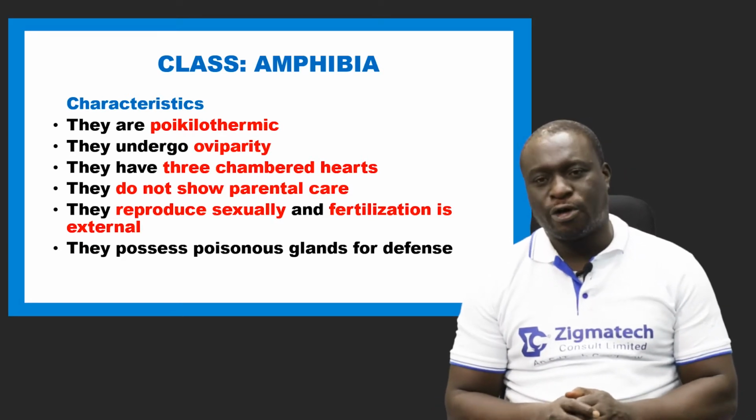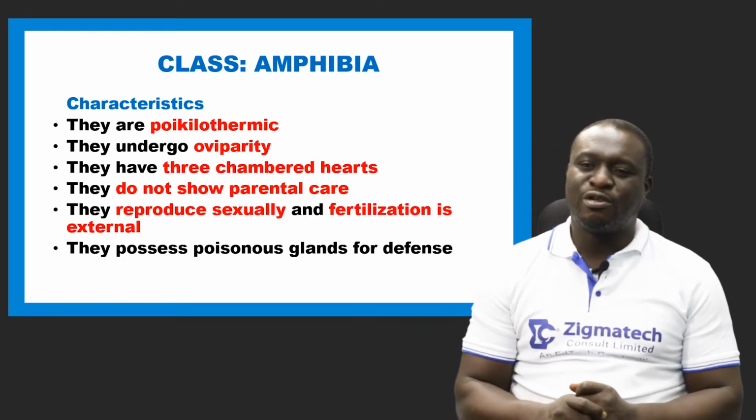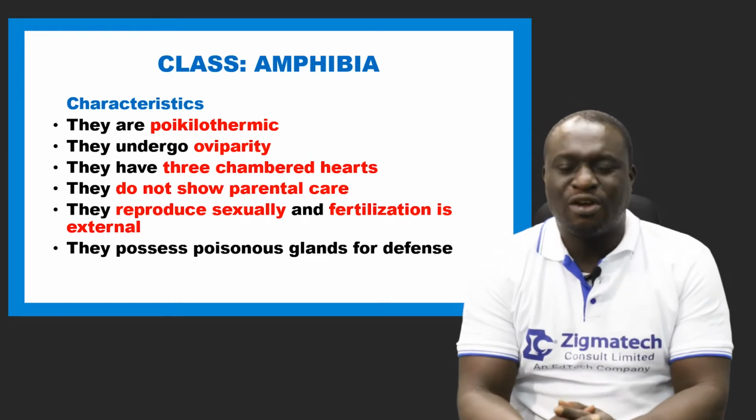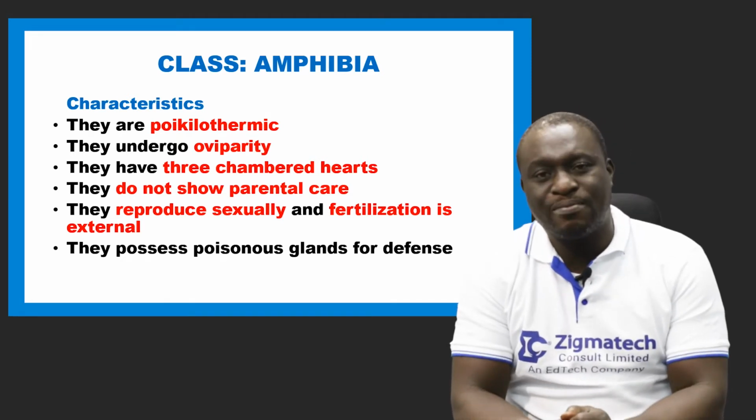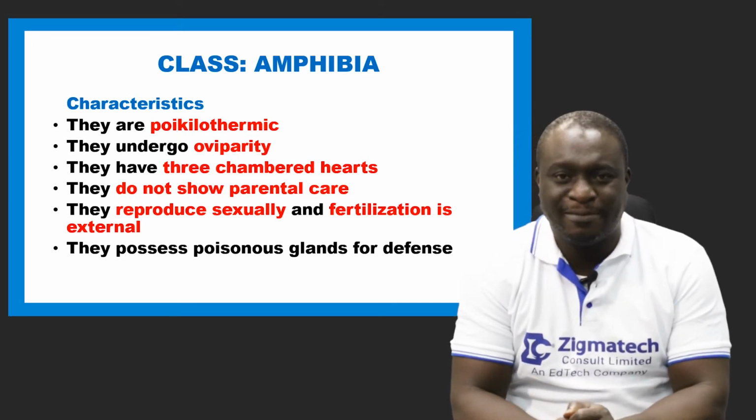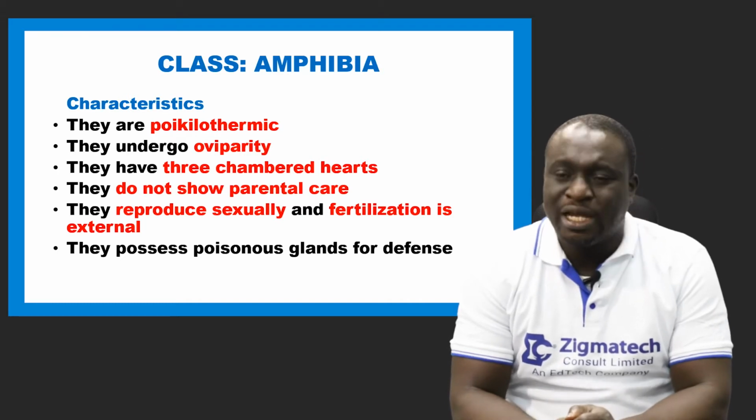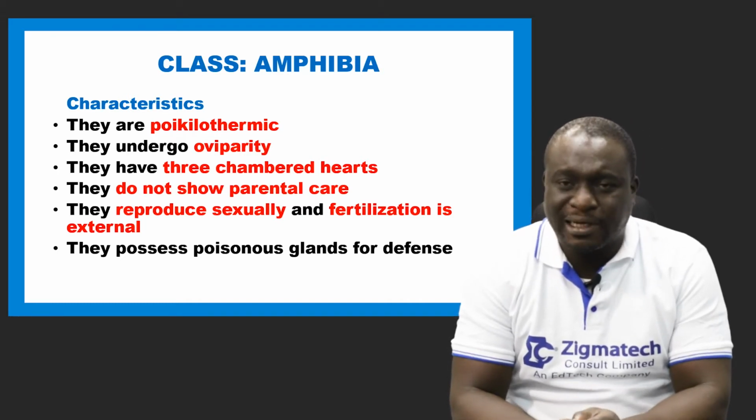All right. Number 5 is that they reproduce sexually, and also fertilization in amphibia is done externally. I would like to explain that again. It is done externally, fertilization.